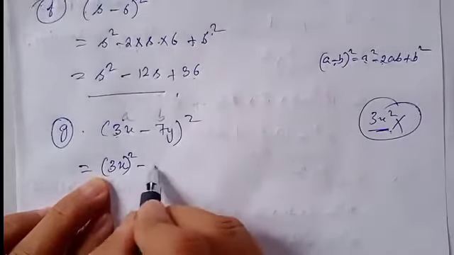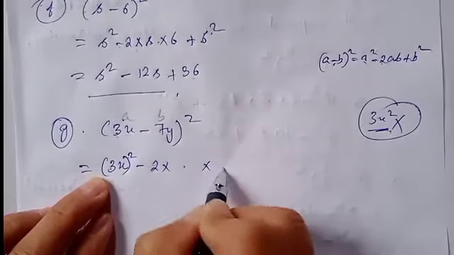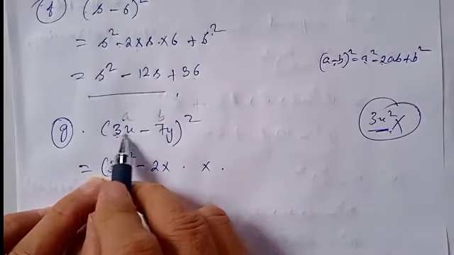Minus 2ab, minus 2 into a into b, which is a here, 3x. Now which one is b? 7y is b. Plus b square, which was b here, b is 7y, right? So you write (7y) the whole square. Don't write only 7y square. If you write 7y square, only y is squared, not 7, okay? Here 7y is b, so you write (7y) the whole square.